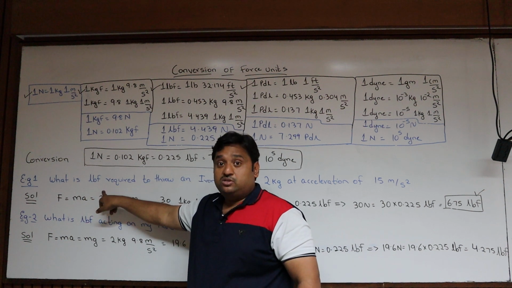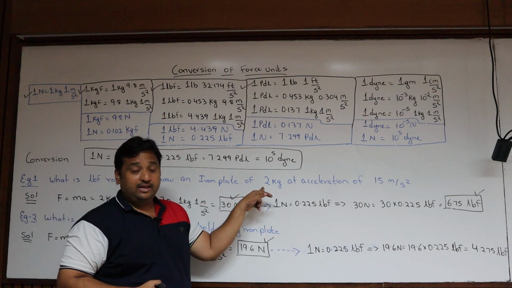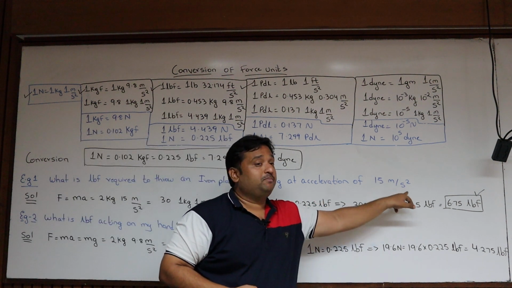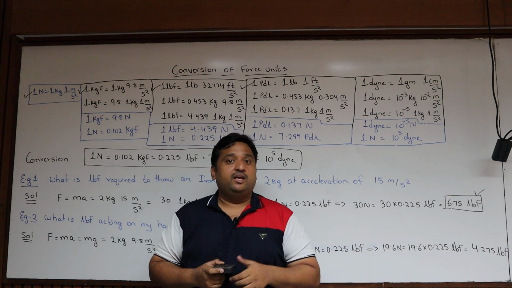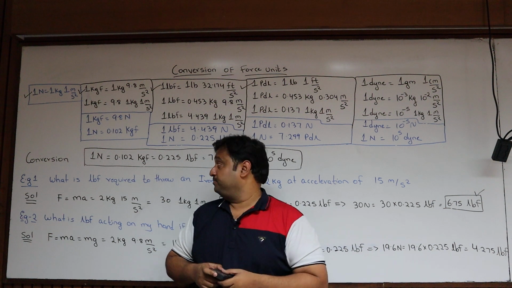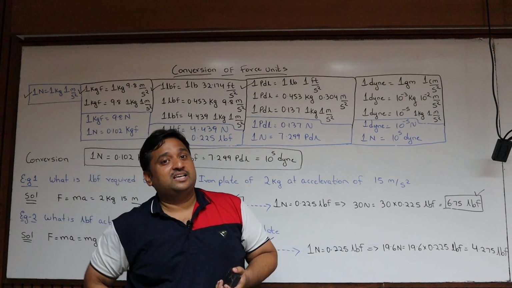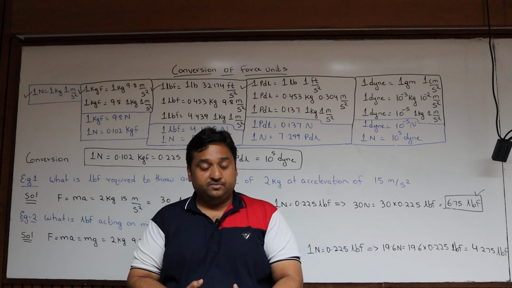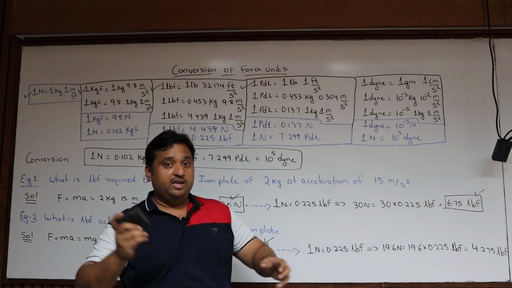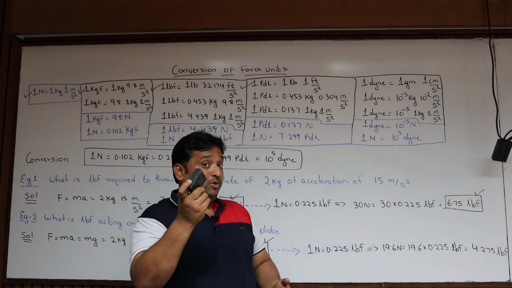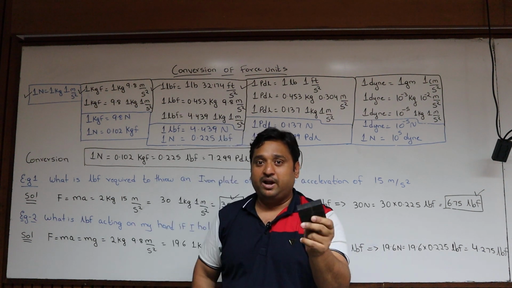What is the lb force required to throw an iron plate of 2 kg at an acceleration of 15 meter per second square? That means I have to find out the pound force, lb force. I have mass which is 2 kg. I have to throw it at an acceleration of 15 meter per second square. Then how much pound force have I applied on this particle?